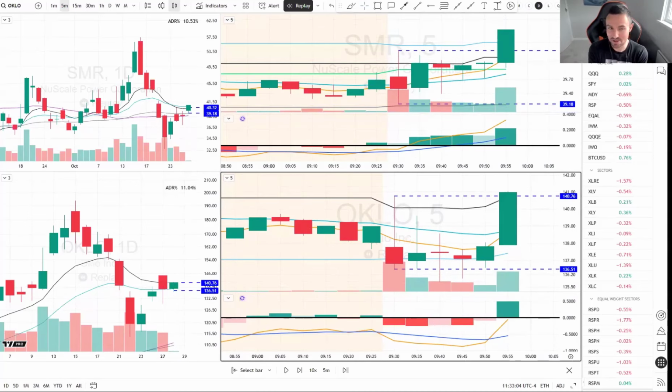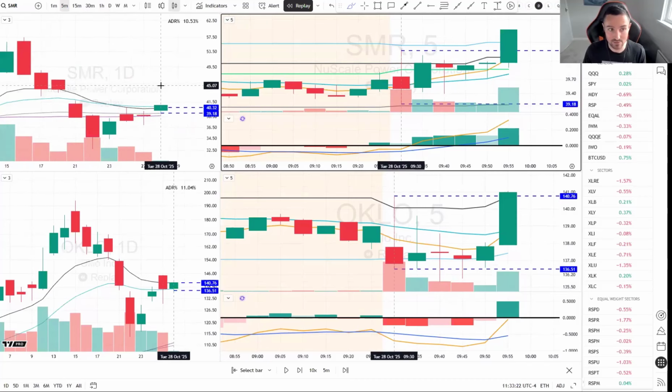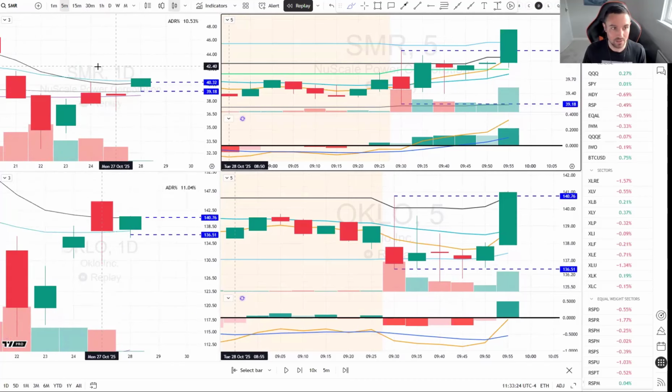Look at the pop in volume for Oklo. Good start with the Immorello. MACD's now gone positive, but for reasons that we explained, SMR is stronger. SMR on the daily chart has now reclaimed its 10-day, 21-day. I'll zoom right into that. There we go. SMR reclaiming its 10-day, 21-day EMA.